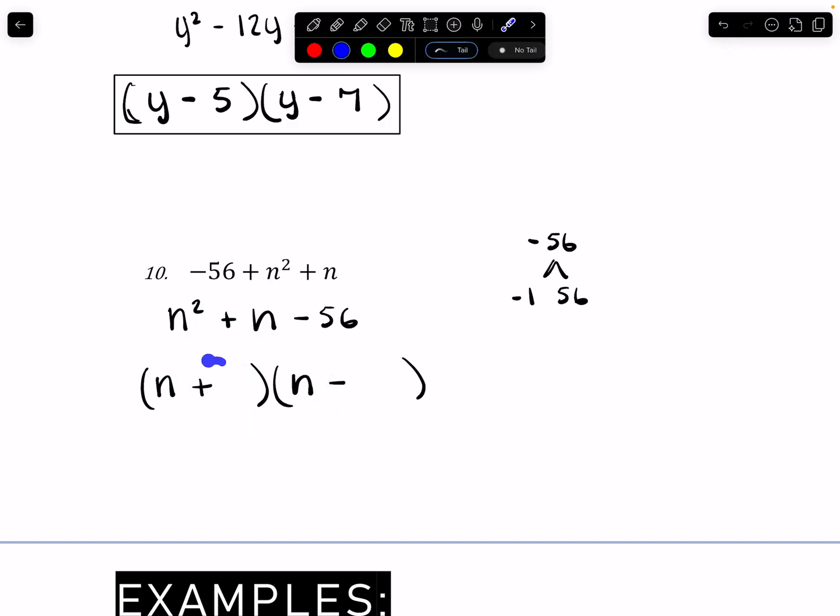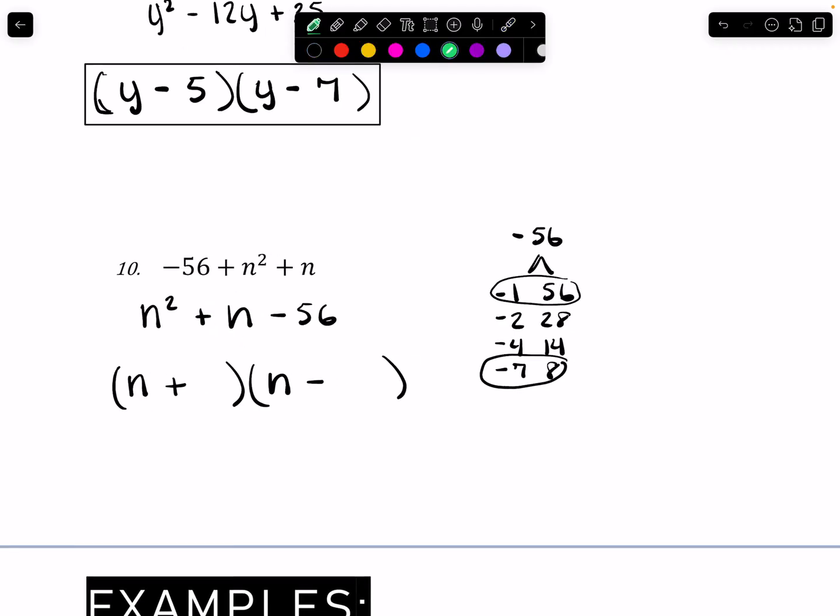Or excuse me, our positive number is going to be bigger so that we end up with a positive. So our options here are negative 1 and 56, negative 2 and 28, negative 4 and 14, negative 7 and 8, and we can actually stop here. As I go through these, I already know I'm looking for two numbers that also add to give me 1. So as I go through these, I'm adding them.